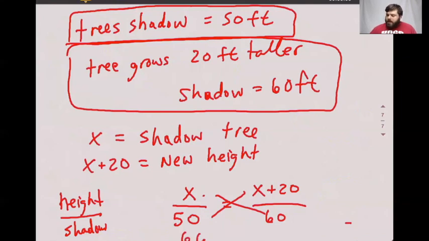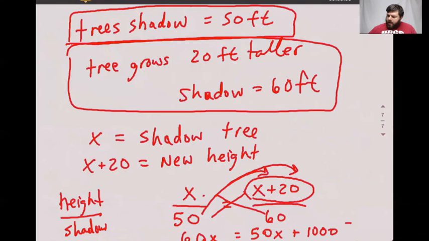X times 60 is 60x. Now here, there's a group. There's multiple parts on top. So when I multiply, I actually have to distribute to both parts. So 50 times x is 50x. 50 times 20 is 1,000. If I solve for x, if I subtract 50x from both sides, I get 10x equals 1,000. If I divide by 10, I get 100.